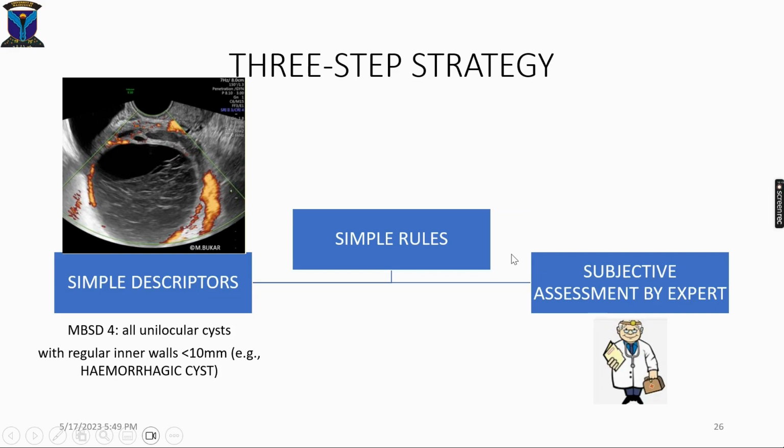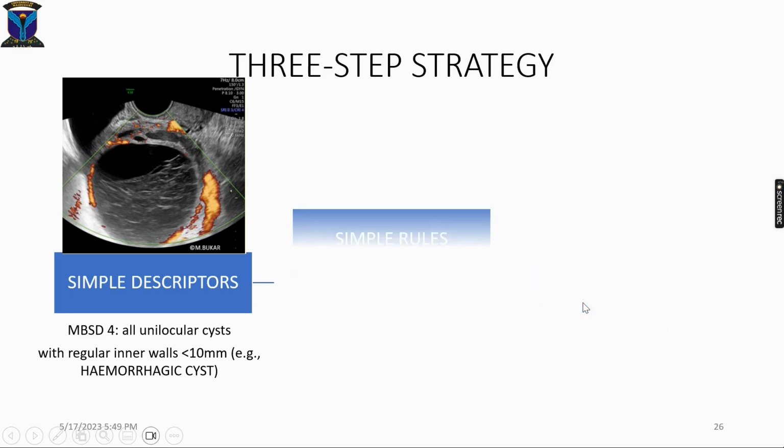So again, going back to the 3-step strategy. Simple descriptors. In this case, this is modified benign simple descriptor 4, or unilocular cysts with regular inner walls less than 10. Example, hemorrhagic cyst. So this is hemorrhagic cyst. So the simple descriptors has actually defined what this lesion is. So will you go on to subject this to simple rules and subjective assessment? No. Why? Because the simple descriptors has already classified this as simple descriptor 4, which is hemorrhagic cyst.